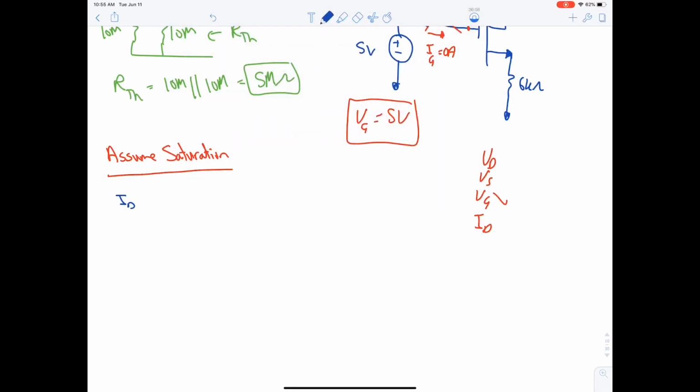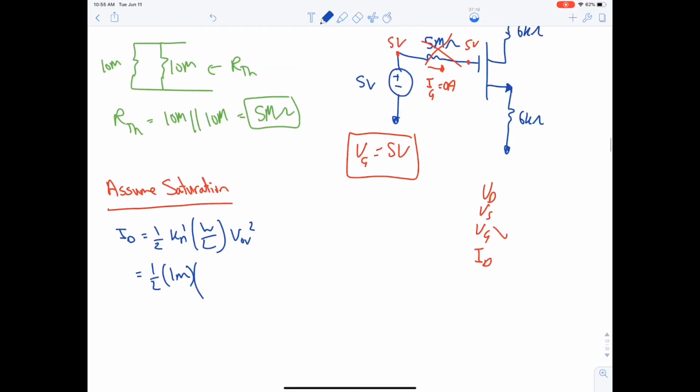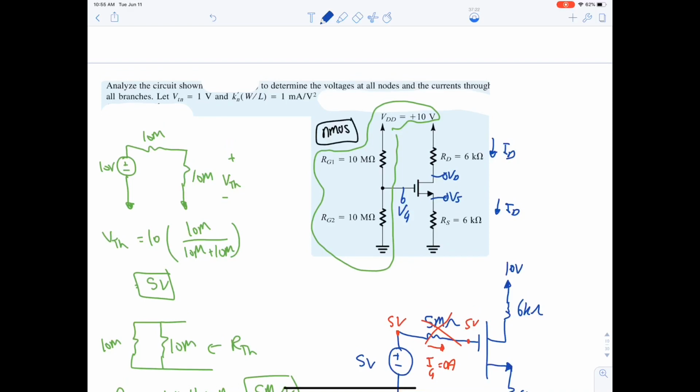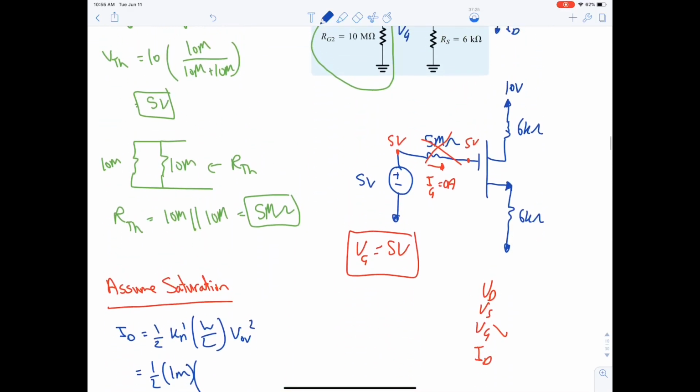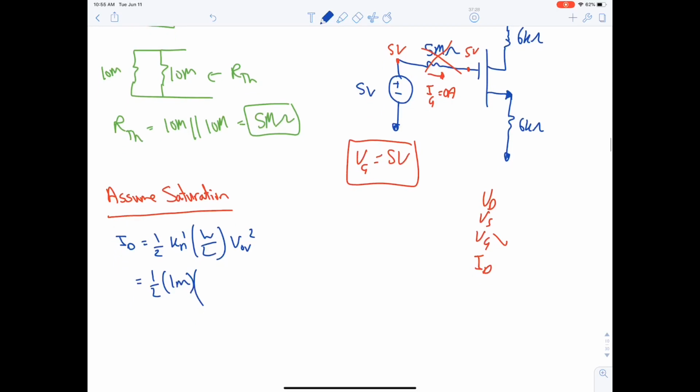ID is equal to what? Half Kn prime W over L VOV squared. ID is unknown. Half 1 milli W over L, which is 1 milli, Kn prime W over L is the entire thing 1 milli, and we have VOV also. What is VOV? Let's check it out.